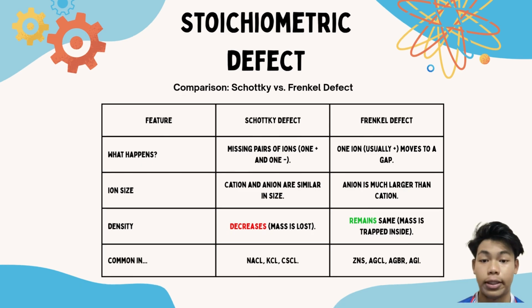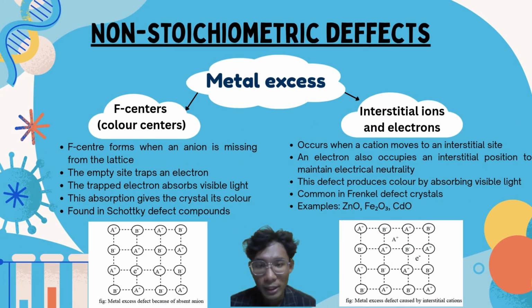For non-stoichiometric defects, they are divided into two. The first one is metal excess, and the second one is metal deficiency. For metal excess, they occur in two different ways.